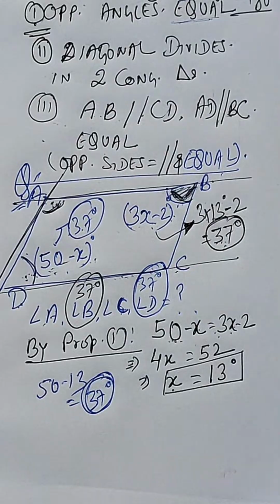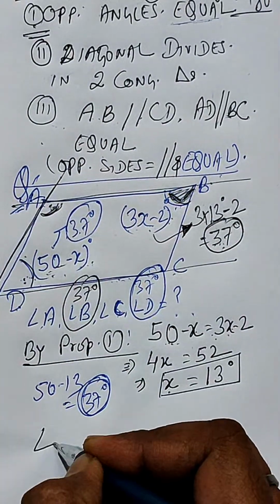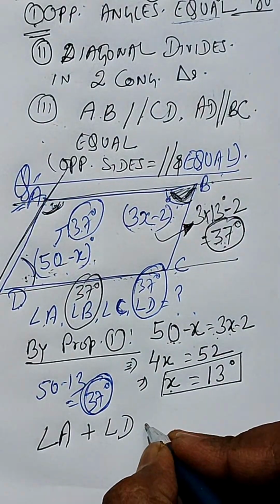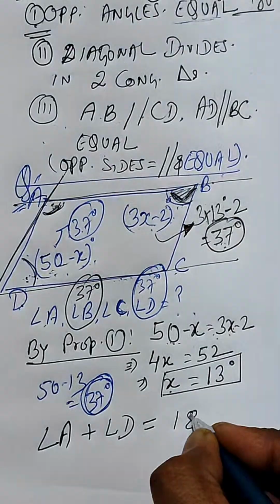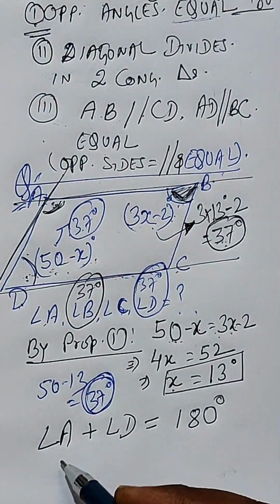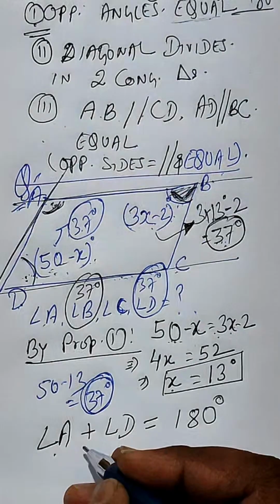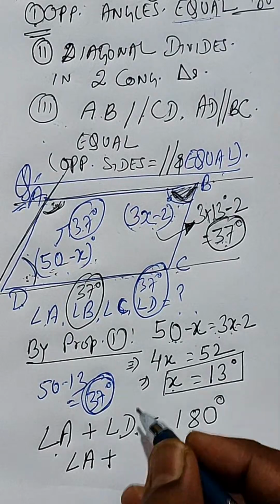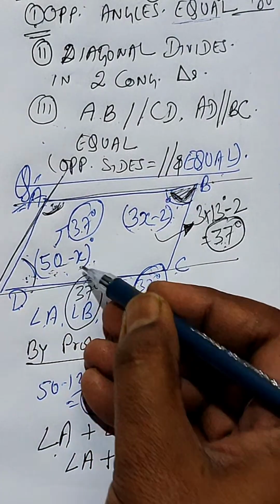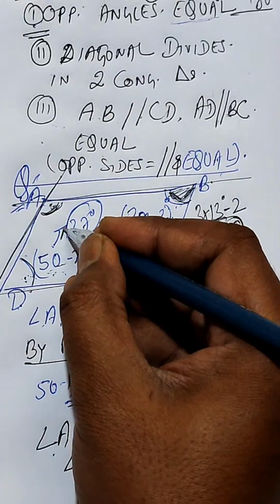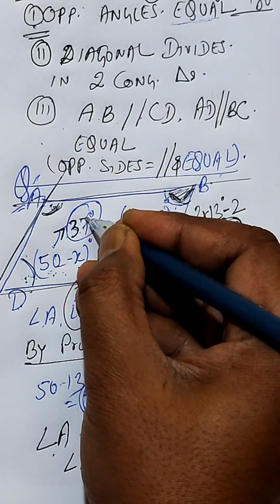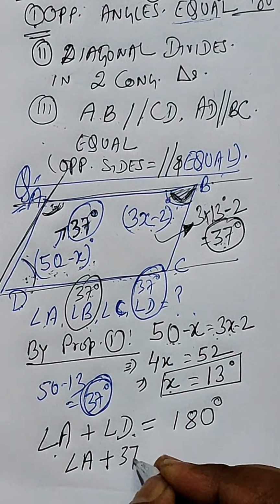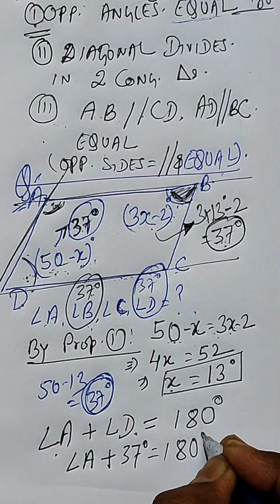Okay. Now here you can see angle A plus angle D following the same. We can say angle A plus angle D equal to 180 degree, right? Angle A is not known to you. So just keep it as a variable and put the value of angle D. So what is the value of angle D? 50 minus x, which is coming as 37. So use this value of 37 degree, so this will be equal to 180 degree.